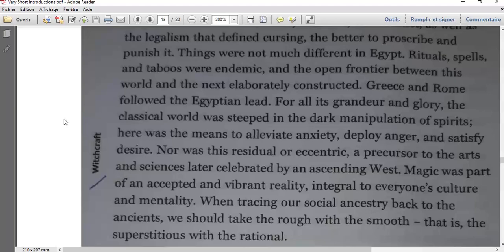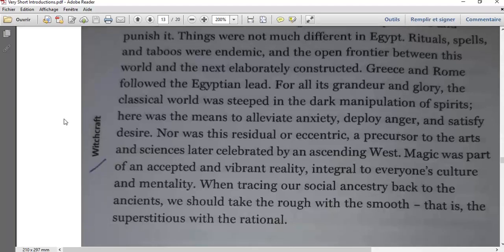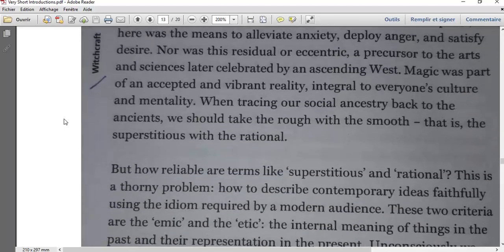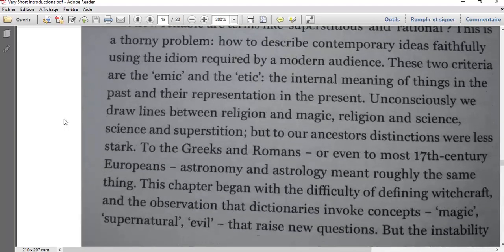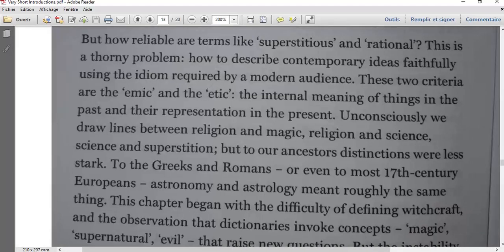Nor was this residual or eccentric, a precursor to the arts and sciences, later celebrated by an ascending West. Magic was part of an accepted and vibrant reality integral to everyone's culture and mentality. When tracing our social ancestry back to the ancients, we should take the rough with the smooth, that is, the superstitious with the rational. But how reliable are terms like superstitious and rational? This is a thorny problem.